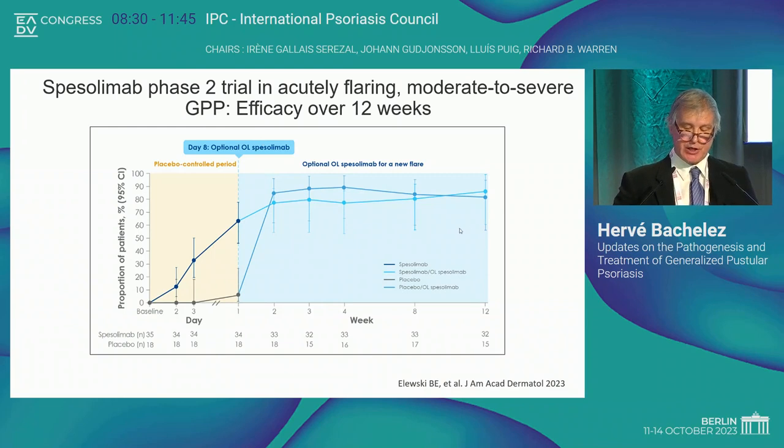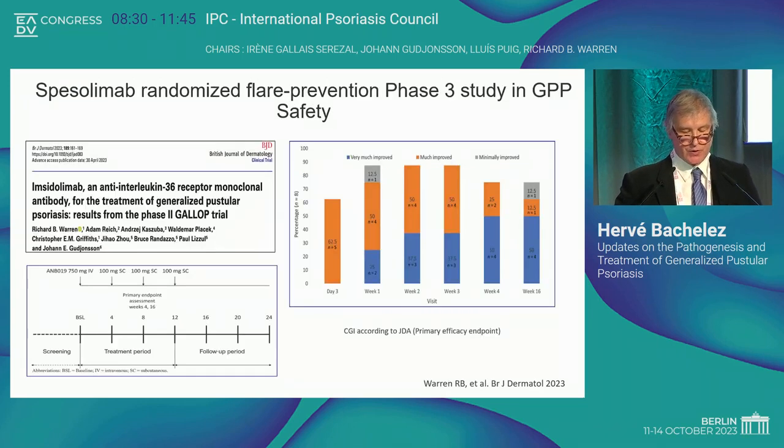This is the GPPGA pustulation subscore of 0, and you can see that the patients initially receiving placebo and switched to the spesolimab group capture a strikingly effective response regarding the eradication of the pustulation subscore, and the same applies for the GPPGA global score.